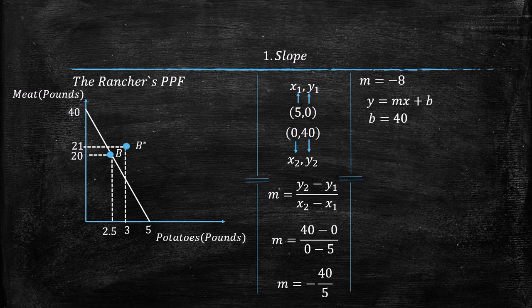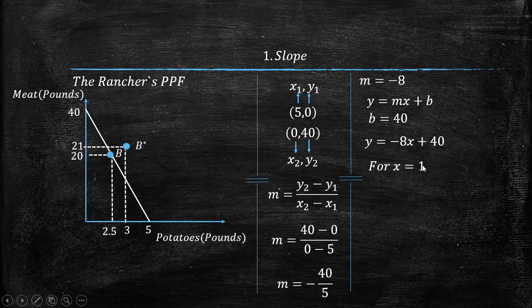After we have this equation, we know that when x is 0, the function is going to cut at 40. So we have b is 40. So now we have this equation, which is the equation of the production possibilities frontier.